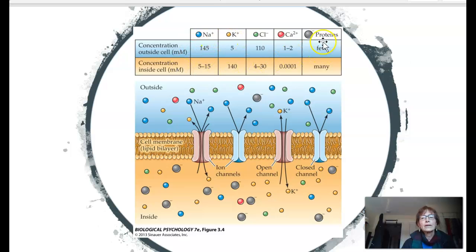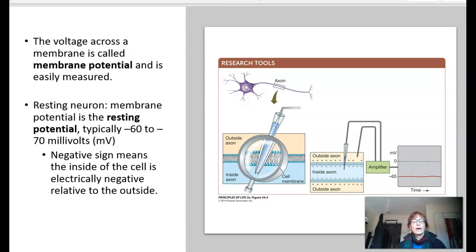But this is just setting up what we normally see. Sodium concentrations are low inside, but potassium's high. Calcium is extremely low, and there are a lot of proteins. But remember, these are the big ones that don't leave, so they're going to maintain that negative charge inside the neuron. This is just a way of measuring it. We've seen that before, just looking at what we call resting potential.